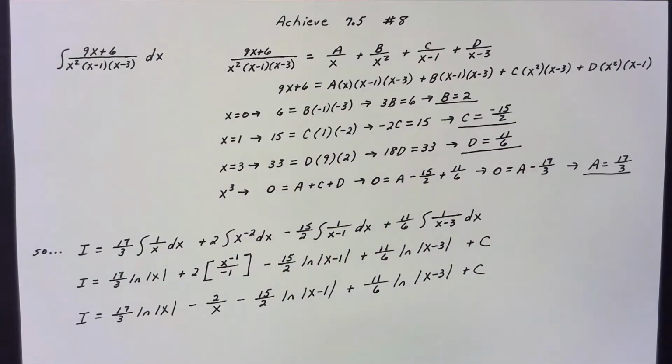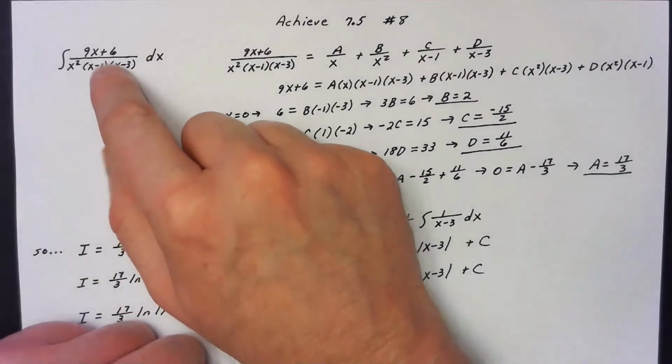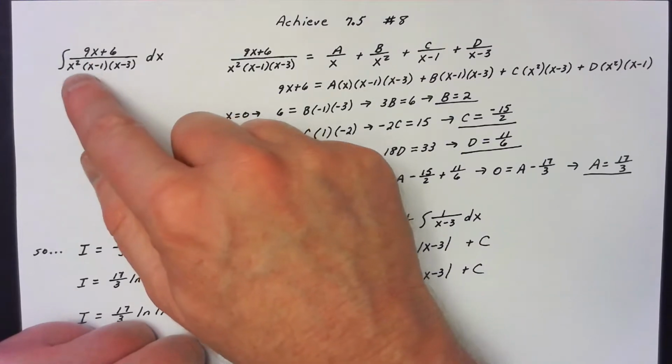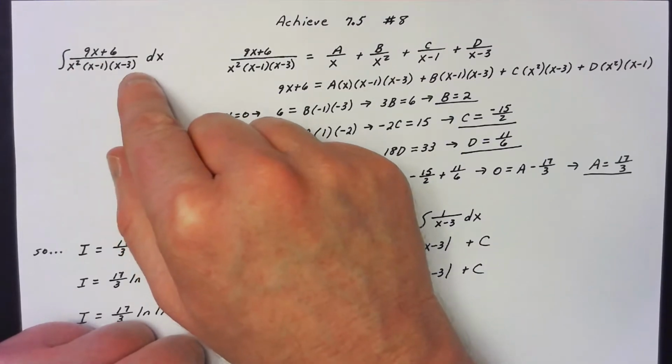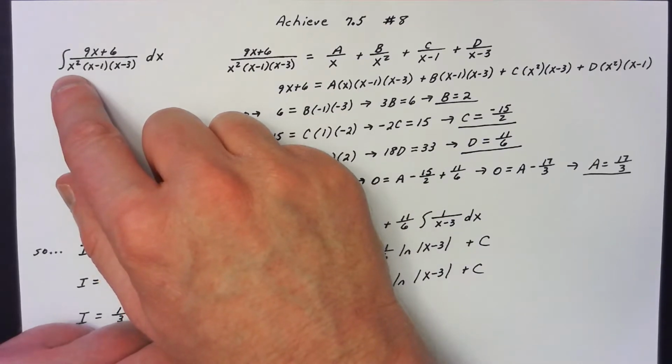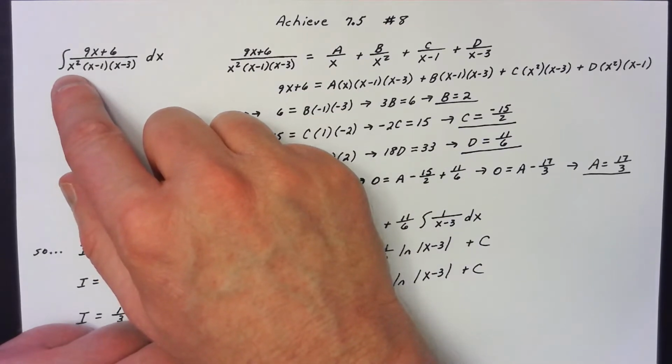Hey guys, let's take a look at number 8 in Achieve section 7.5. This is one of those gorgeous partial fraction differentiation problems. Now, this one's not too bad though. We have a linear numerator of 9x plus 6, and all of our denominators are linear factors. Remember that first one, x squared, is just a repeated linear factor of x.